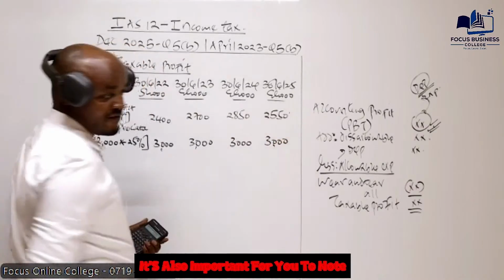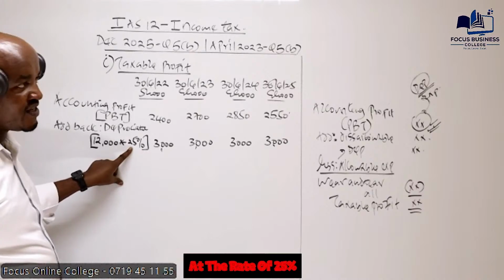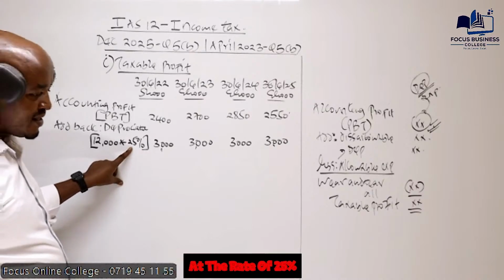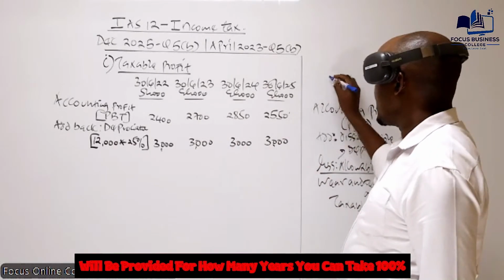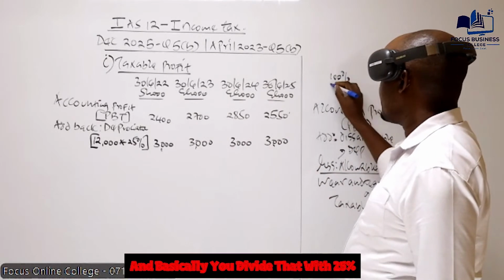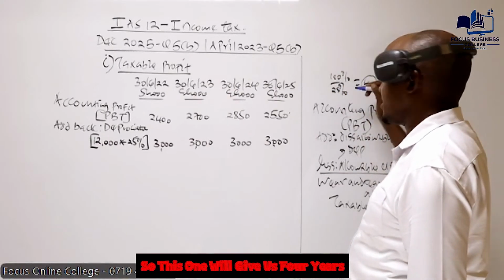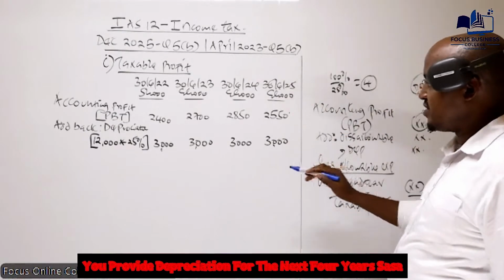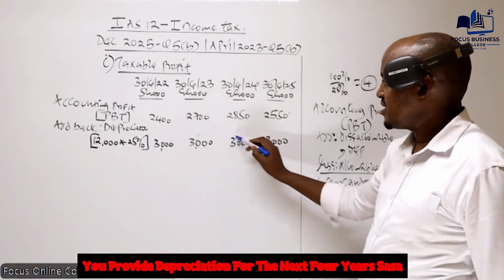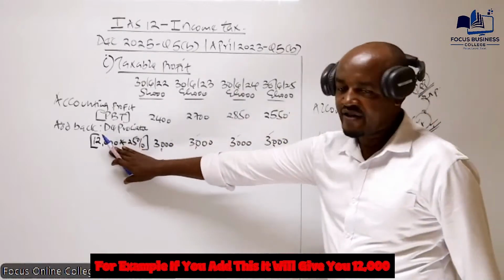It's also important for you to note that if, for example, we are depreciating an asset at the rate of 25%, for you to be able to know for how many years this depreciation will be provided, you can take 100% and divide that by 25%. This will give us 4 years. So if you are depreciating an asset on straight line, you provide depreciation for the next 4 years. Sasa? Yes. And that's why, for example, if you add this, it will give you 12,000.